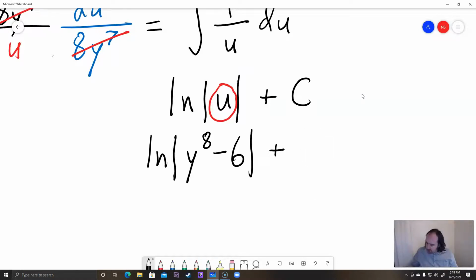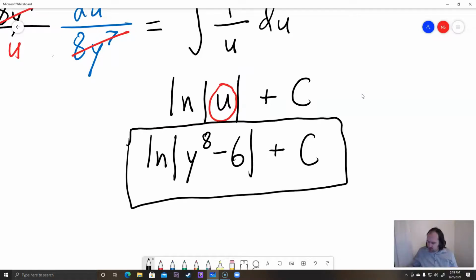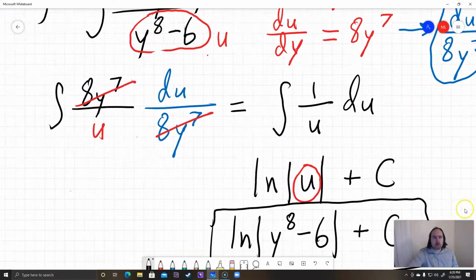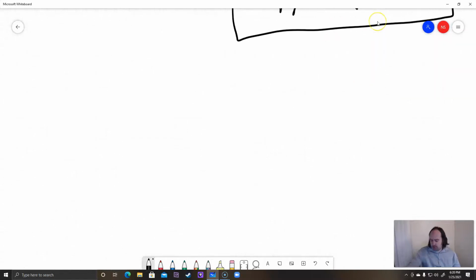Okay, and that's the whole problem, because we got it in terms of the original variable, so we're good there. So that's number 2. Okay, and I'm just going to do a few more examples. Okay, so that was number 2. Let's take a look at number 3.